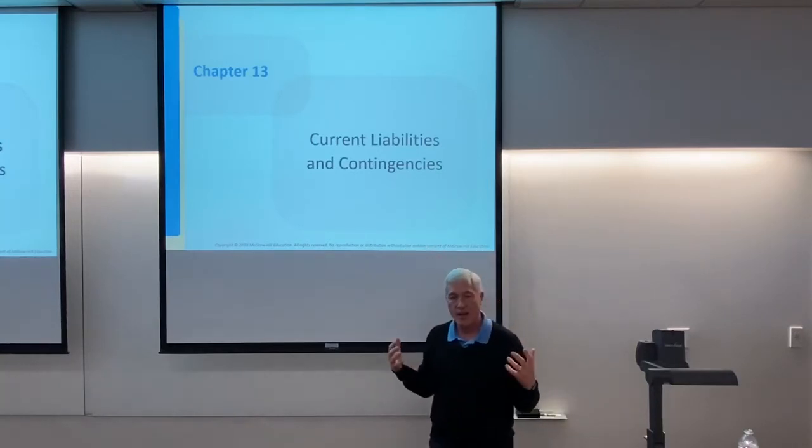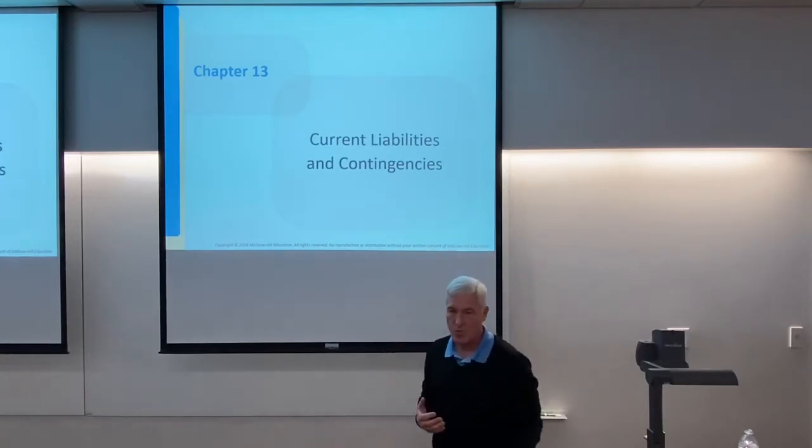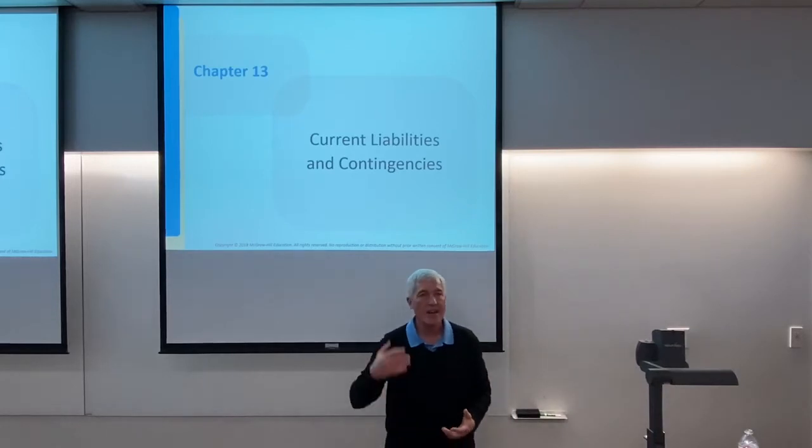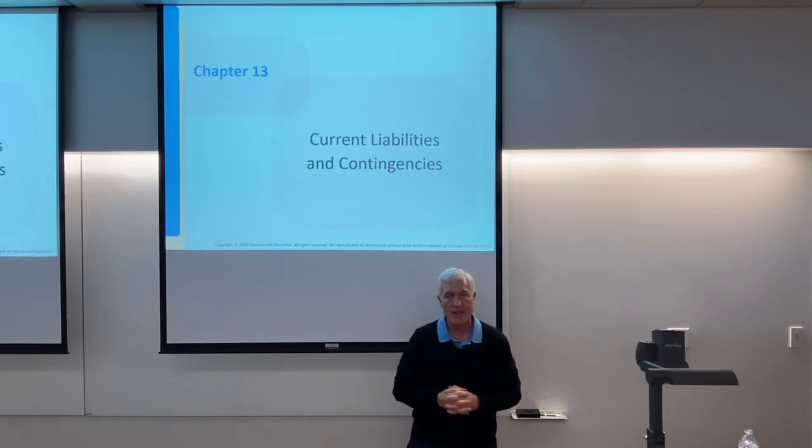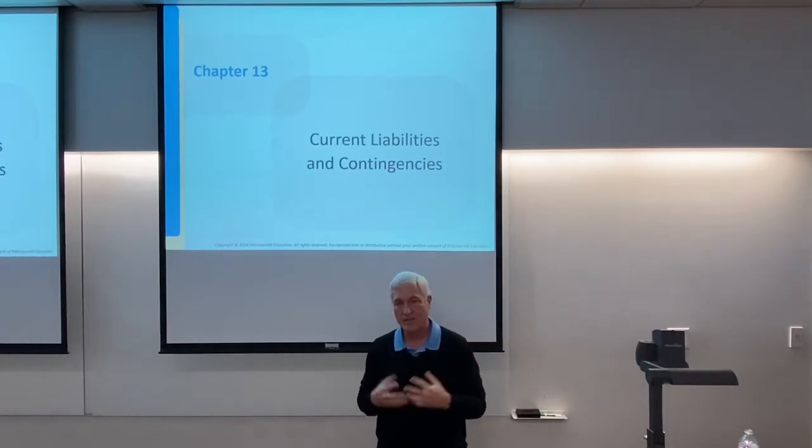As you know, in Intermediate Accounting 1, you went down the asset side of the balance sheet. Now we're going to go down the right side of the balance sheet, the claims against those assets: liabilities and equity. It's a great course.